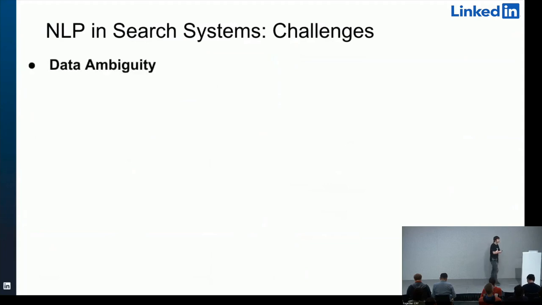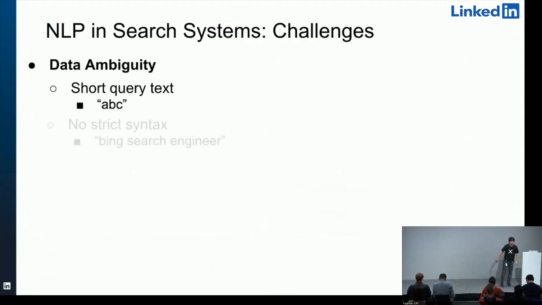First is the data ambiguity. Data ambiguity comes from many places. One is from the short text. Query usually is short. Here's an example, ABC. If someone types ABC as a query, you can imagine it could be the ABC news, ABC store, right? If you go to Hawaii, you will see so many ABC stores, or what kind of ABC companies. This is one type of ambiguity.